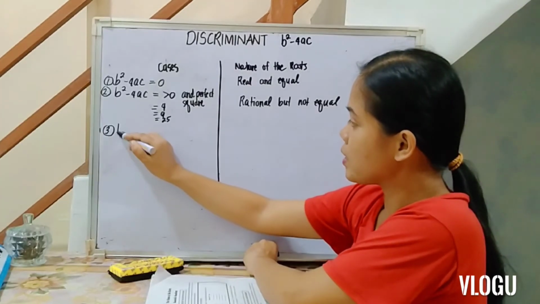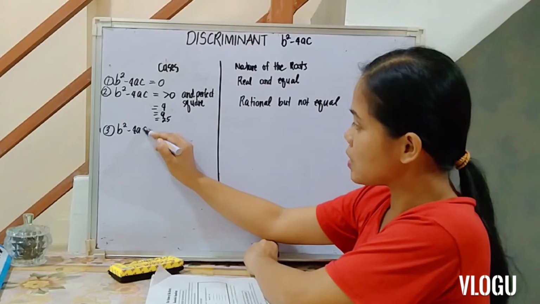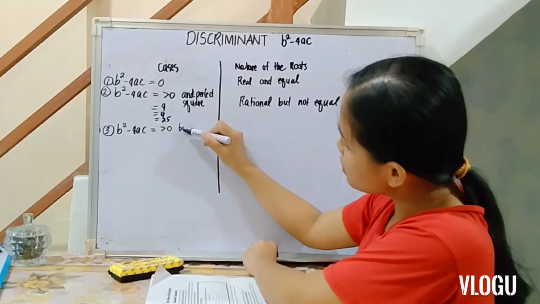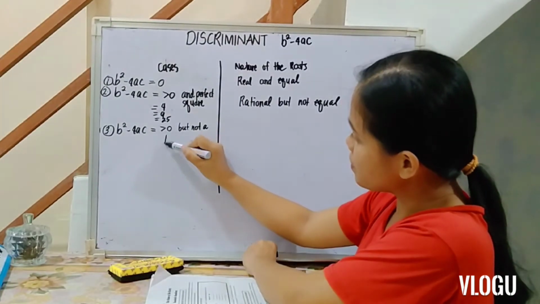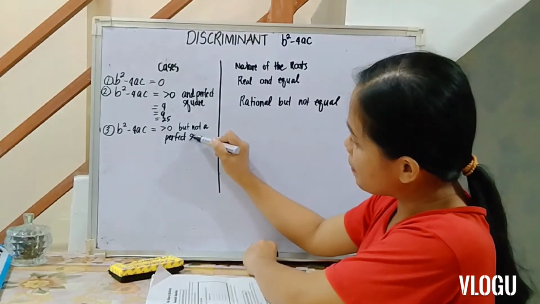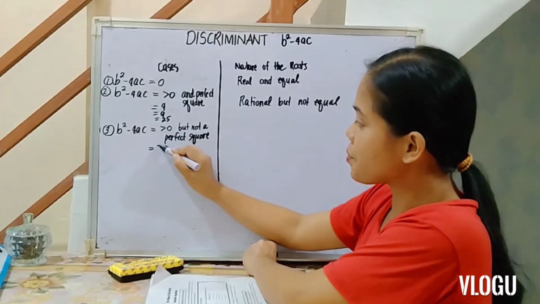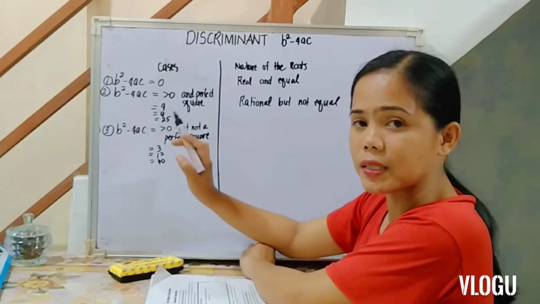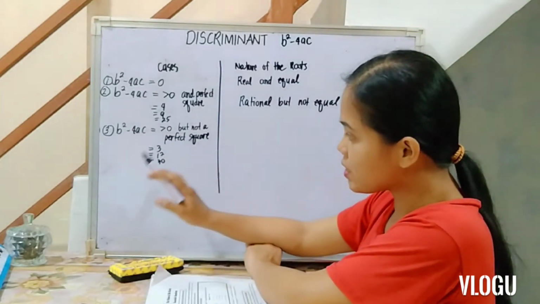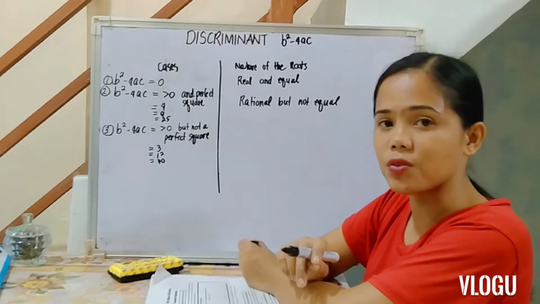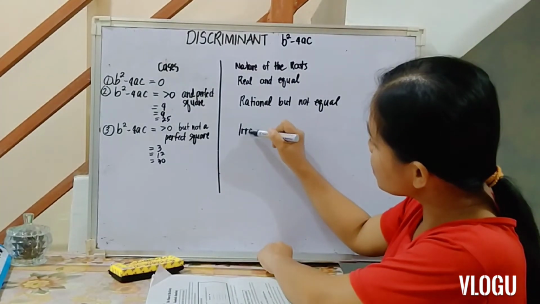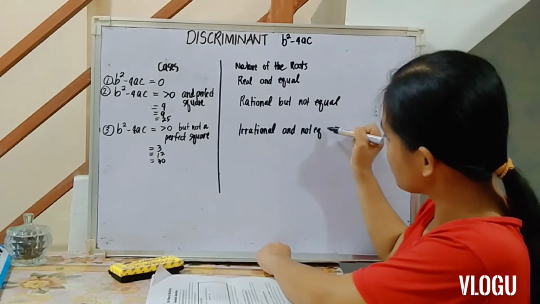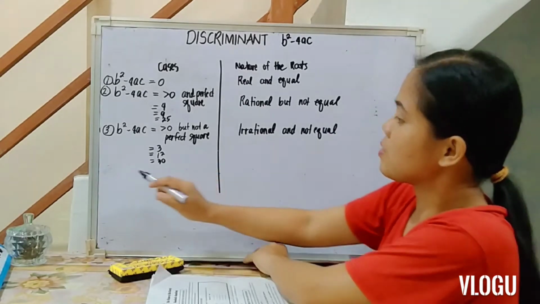Case number three is when b squared minus 4ac is equal to any positive number still, meaning greater than 0, but not a perfect square. For example, it could be equal to 3, 12, or 30. These numbers are all positive but not perfect squares. If that is the case, then the roots of our quadratic equation are irrational and not equal. That's the third case.